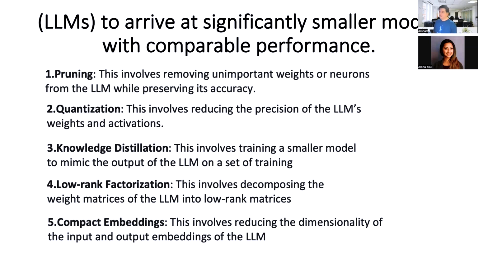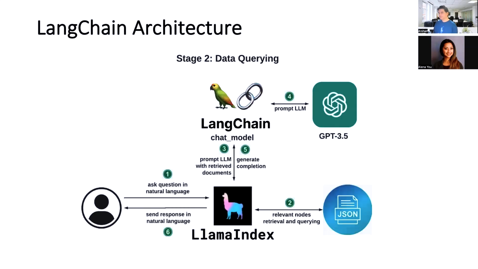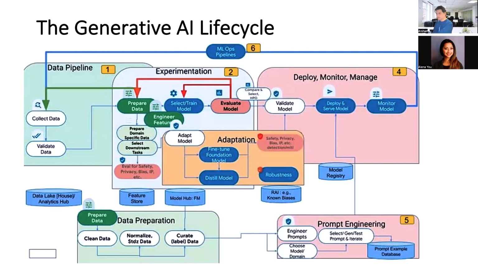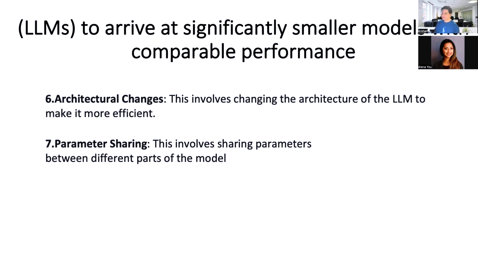You do pruning, which involves removing unimportant weights and neurons. Next is quantization, which involves reducing the precision of weights and activations. That's what I was talking about. Distill knowledge, getting into a small model that mimics the output. Low-rank factorization, drop the ones which are not important. Compact embedding. And there will be an architecture change required in your experiment, which I kind of mentioned here in a very raw, simple way, which is shown as prompt engineering. And parameter sharing. So you do the transfer learning.